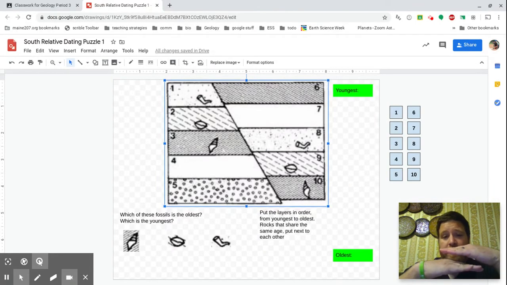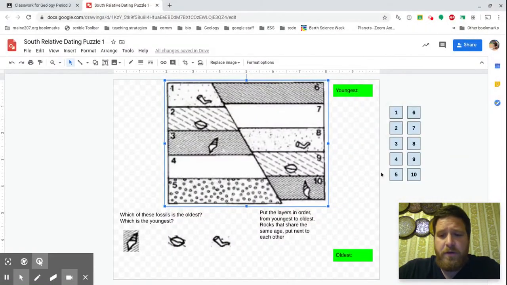And that also brings up the law of original horizontality, which means that sediment forms horizontally. It's not going to form on an angle or vertically, okay? The other one that we need to know for this puzzle is the law of cross-cutting relationships, and that's anytime there's a fault or an inclusion of magma that runs through a layer, that happened after the original rock layer formed.